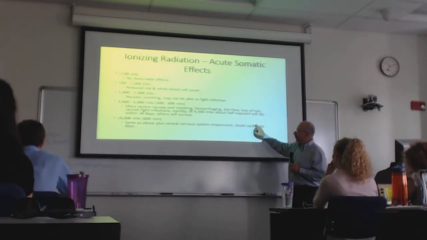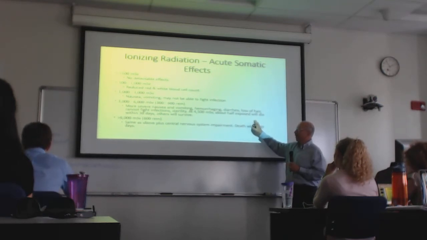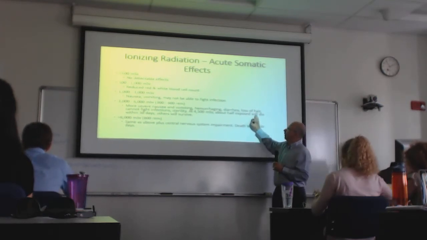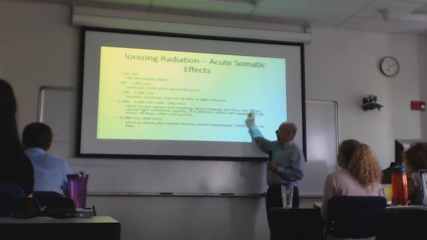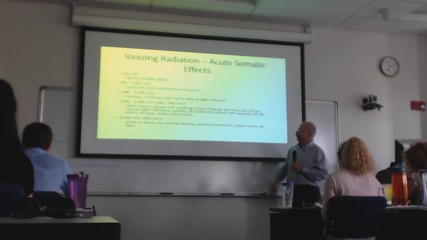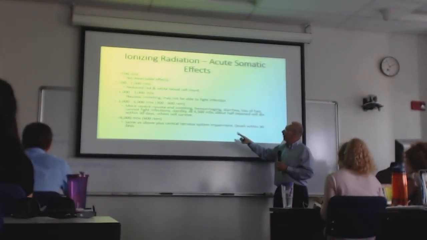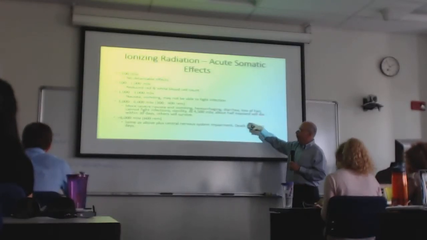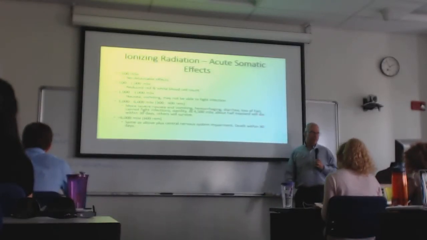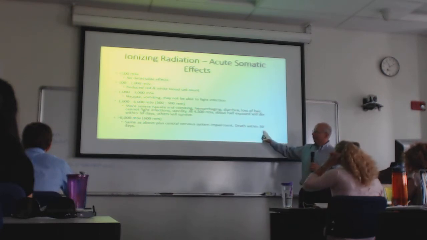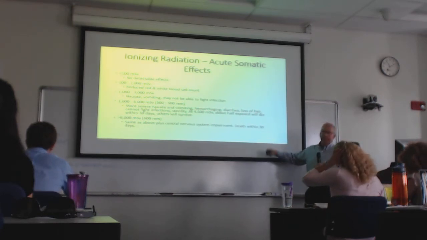At 3,000 to 6,000 millisieverts, now you're talking about a lot of stuff that's going really bad. Internal hemorrhage, diarrhea, inability to fight infection, sterility. At 4,500 millisieverts, half the population will die. And at 6,000 and over that, I mean, you're done.